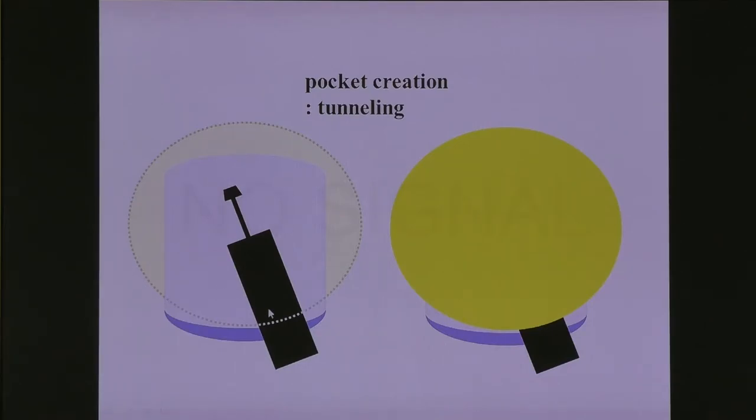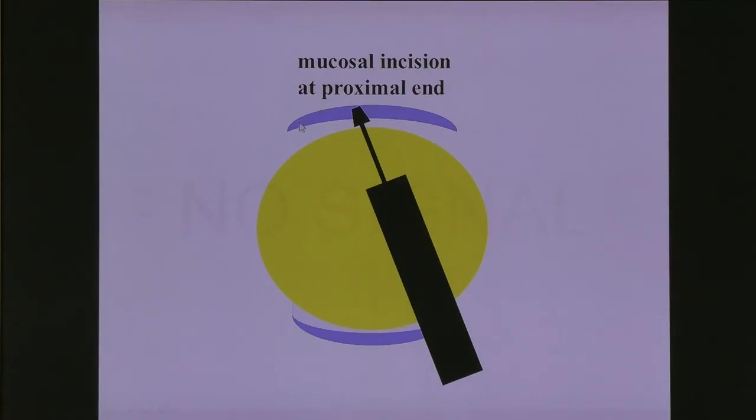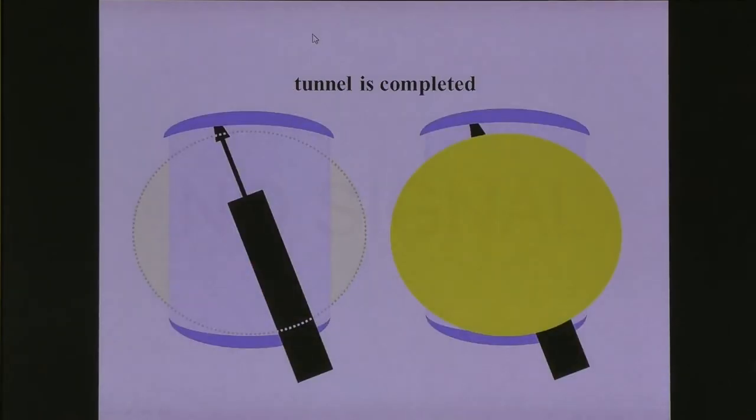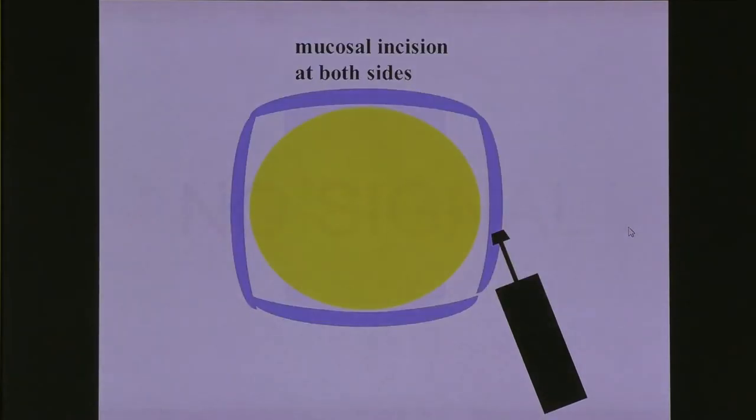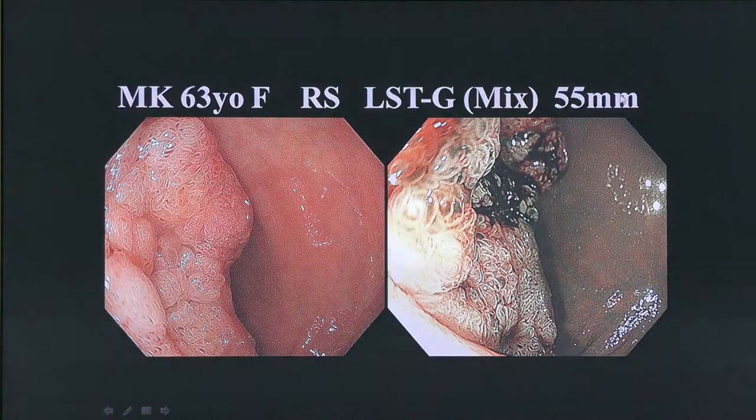After creating a big pocket, you make a mucosal incision at the proximal end. And the tunnel is completed. But you should keep both sides attached to the wall. After this, a mucosal incision at both sides is made, and dissection is completed. This was a pretty large lesion, 55 millimeters in diameter.